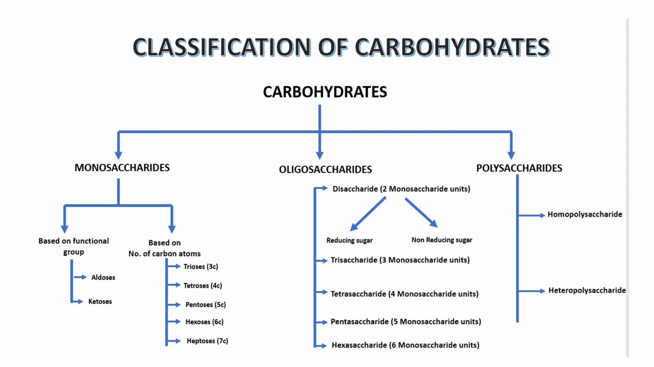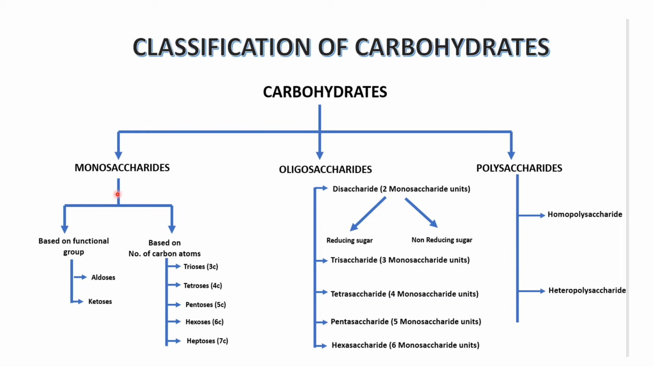And carbohydrates are classified into three major groups, namely monosaccharides, oligosaccharides and polysaccharides. And this classification is entirely based on the number of sugar units present. The first group, that is the monosaccharides, is the simplest form of carbohydrates and they contain only one sugar unit and they cannot be hydrolyzed further.